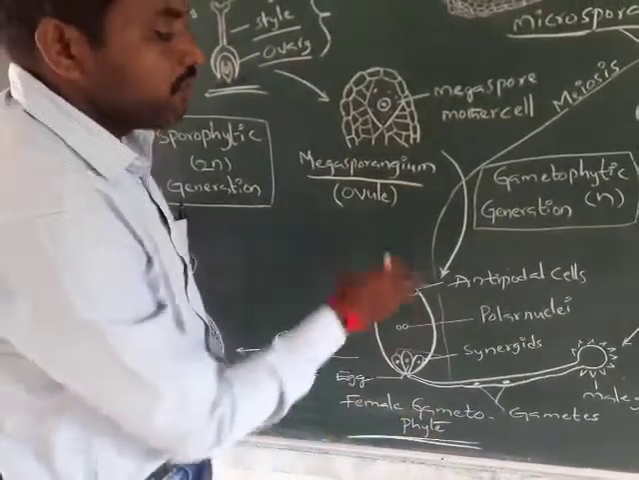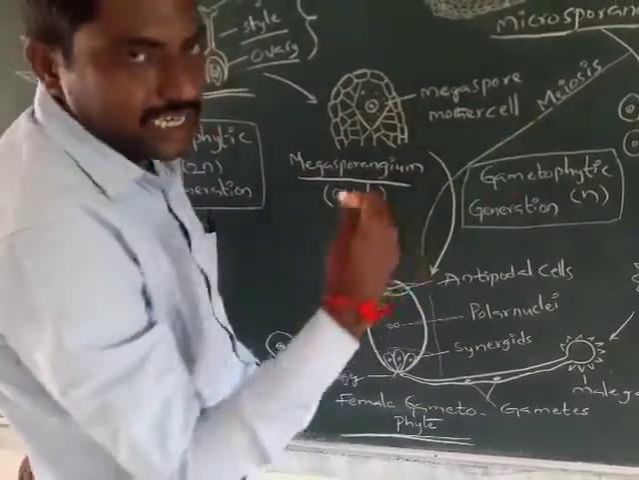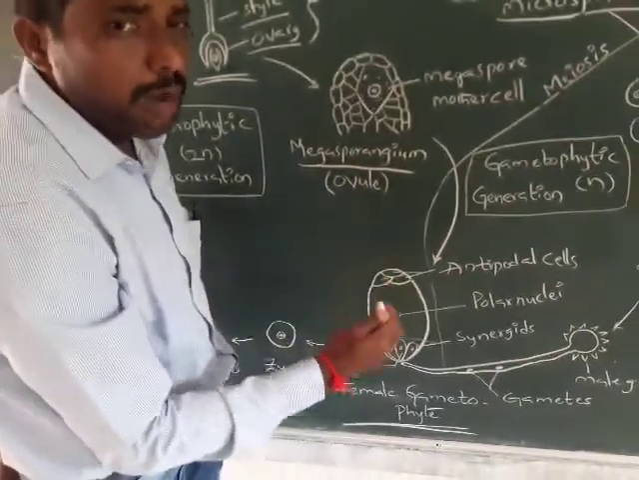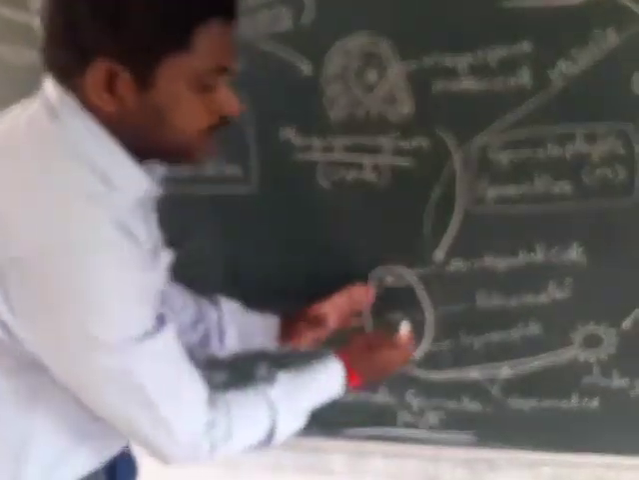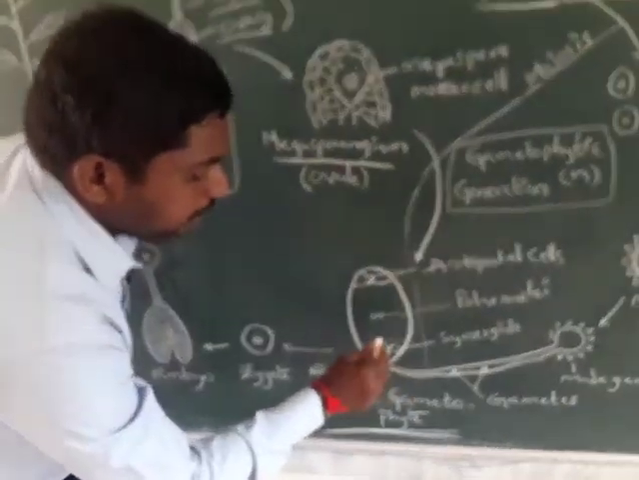Why? Because it undergoes the meiotic divisions, which means the reduction divisions. That's why this embryo sac is in haploid condition. Every cell is in haploid condition. Here it is the embryo sac, or female gametophyte.